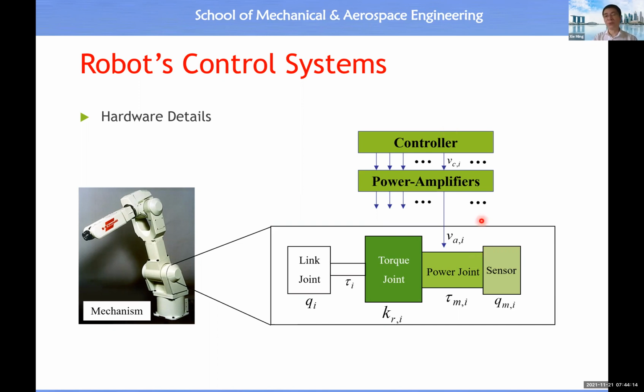So n could be equal to 6 or equal to 40, 20 if we talk about the humanoid robot, right? So this is the hardware capability. Then for each control signal, there must be a power amplifier in order to release electric energy to the dedicated power joint. Okay, so this slide highlights to you the hardware detail of robot.